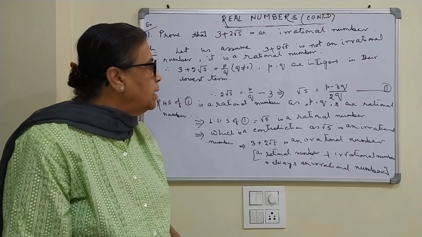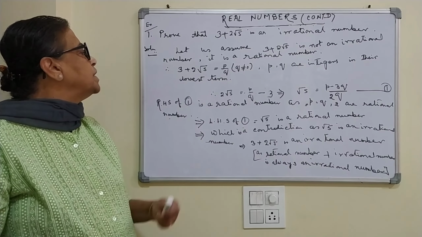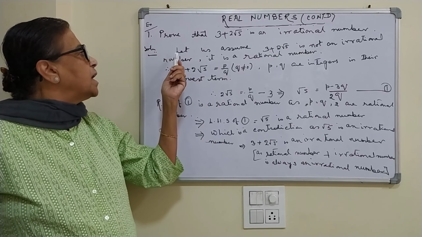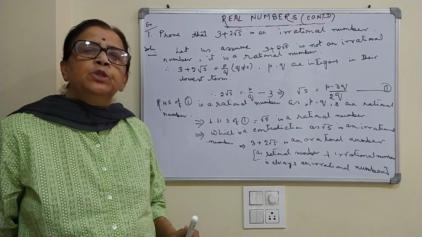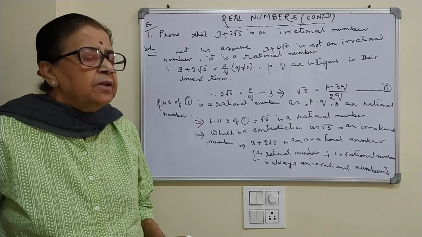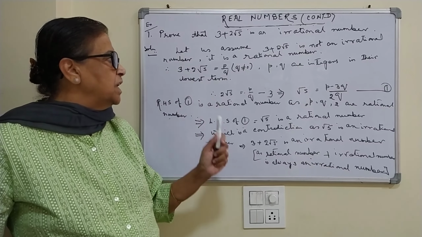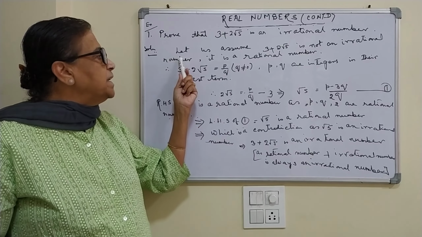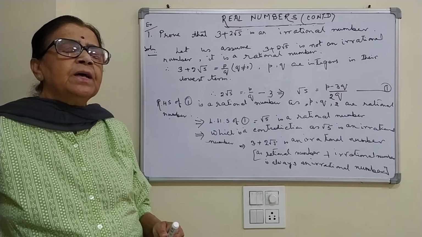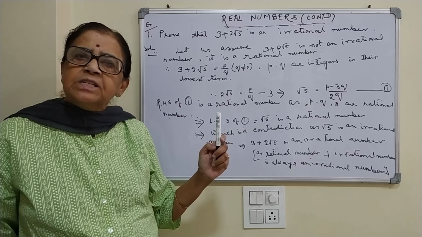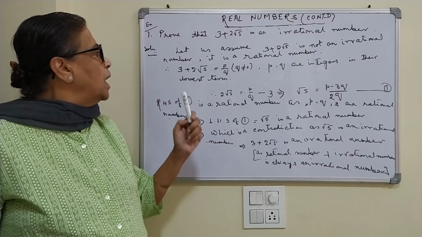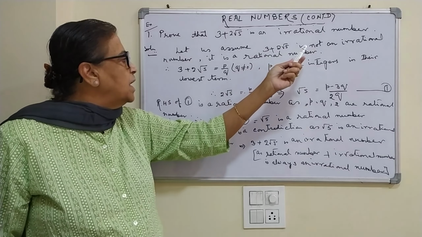Exercise 1, that is sum. So this type of sum you may get. Prove that 3 plus 2 root 5 is an irrational number. So let us assume that 3 plus 2 root 5 is not an irrational number. Assume, and it is a rational number.